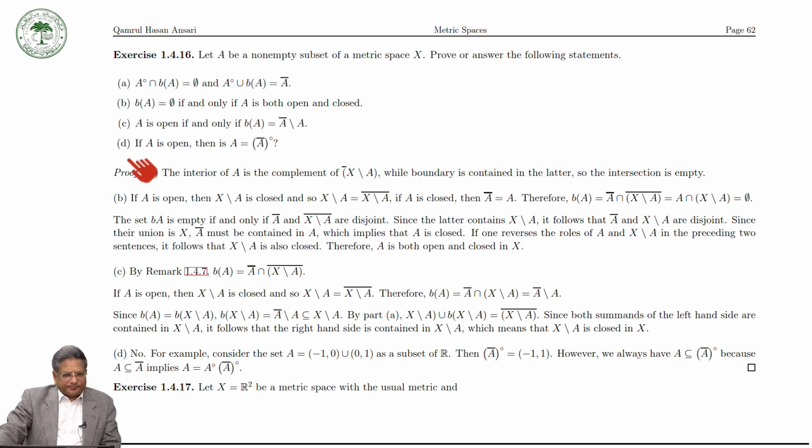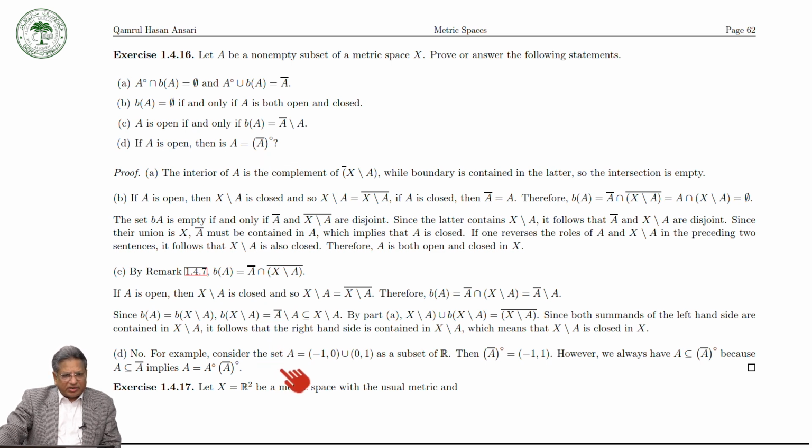Now next is: if A is open, then A is equal to the interior of the closure of A. So whether this is true or not. This is not true. Why?